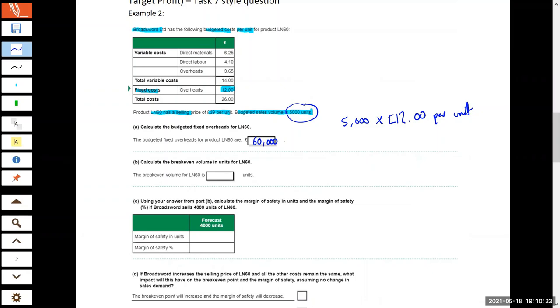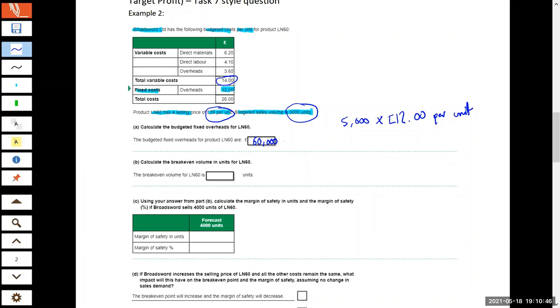Calculate the break-even volume in units for LN60. So can somebody please tell me what the contribution is? So the key figures here are the selling price and also the total variable costs. So can somebody tell me what the contribution is?